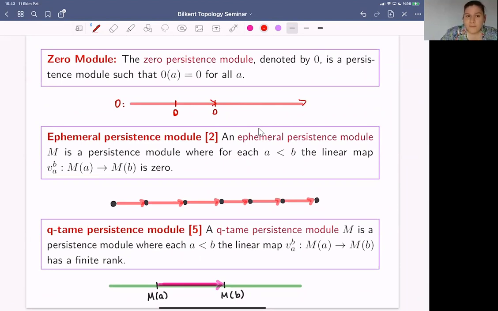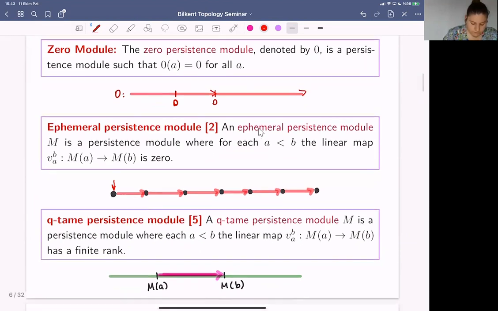Or we can talk about the ephemeral persistence module. This time, at each spot you have vector spaces, but the linear maps are all zero maps. That means the lifespan of each generator is short, since each generator is born at the same time it dies. So this is the ephemeral persistence module.